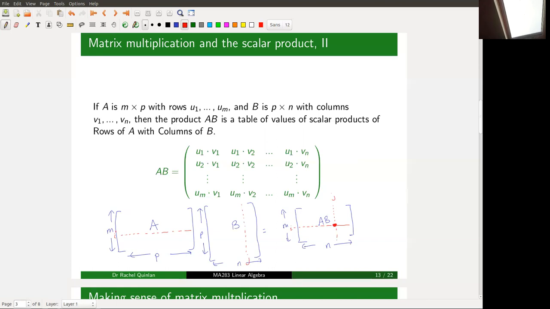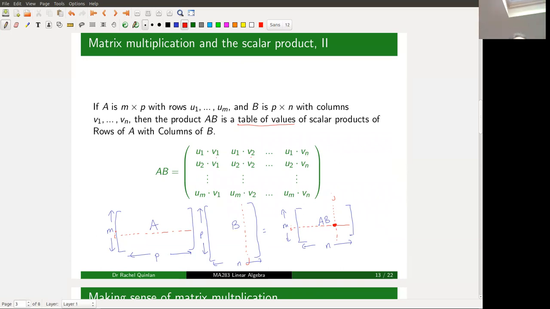So another way to think about the product of two matrices, A and B, is that it's like a table of values of the scalar products of rows of A with columns of B, in the sort of obvious configuration that in the first row of the product, you have the scalar product of U1, the first row of A, in turn with each of the columns of B, and so on. In the second row of the product, we have scalar products of the second row of A with the columns of B in turn. So that's another way to think about matrix multiplication.